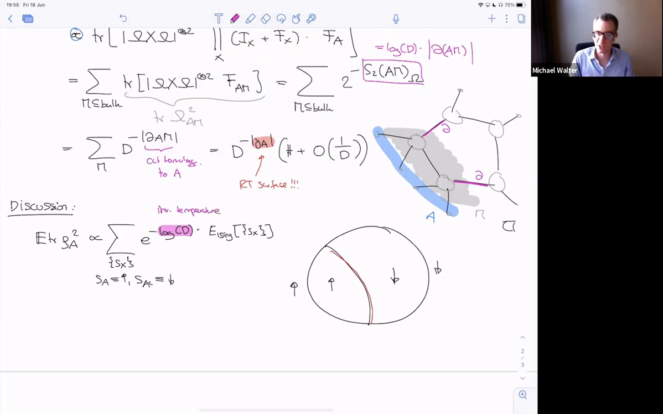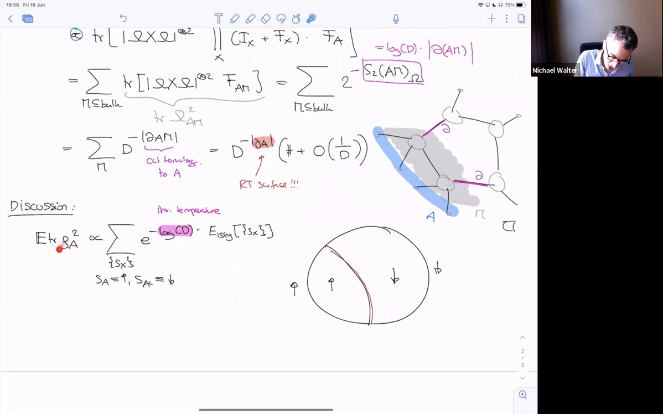So the large bond dimension limit is the low temperature limit of this Ising model. And then the log of this partition function, which is kind of the free energy, is being dominated by basically only contributions to the ground state energy. And that's another way of thinking about this. It's a very good way of thinking about it, because it leads very directly to generalization to, say, higher Rényi entropies and other kinds of expectation values.